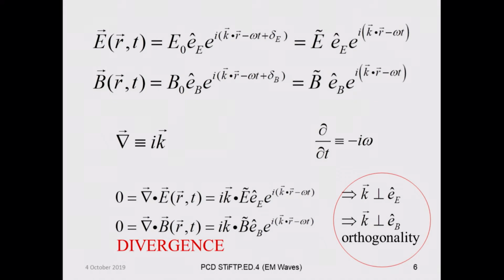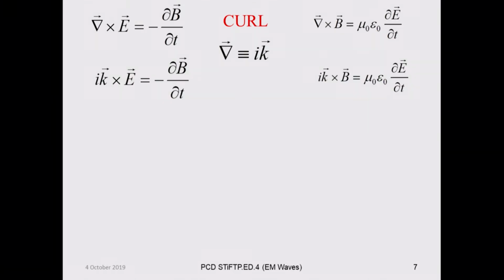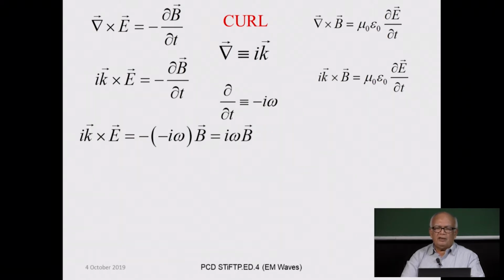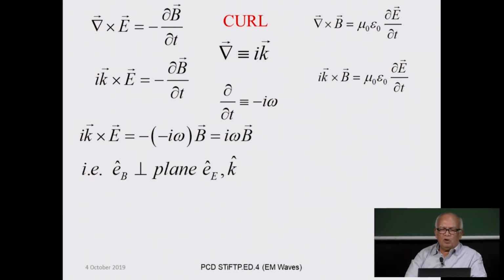So, the electric field and the magnetic fields are both orthogonal to the direction in which the wave is propagating. Okay? So, the orthogonality is now popping out of this relation. You take this equivalence between the operator del and iK and use it for the two curl expressions, and then use the equivalence between del by del t and minus i omega, and what do you find?